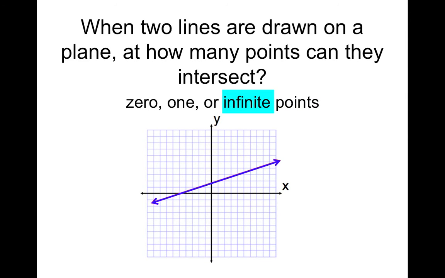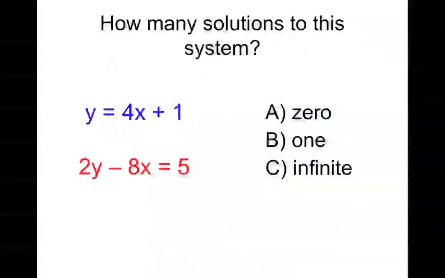Finally, two lines could intersect at infinite points if they were the exact same line. This would mean they'd have to have the same slope and the same y-intercept. So how many solutions do you think there are to this system? y equals 4x plus 1 and 2y minus 8x equals 5. You may have to do a little work first to put that second equation, the red one, into y equals mx plus b form. Make your choice when you're ready.